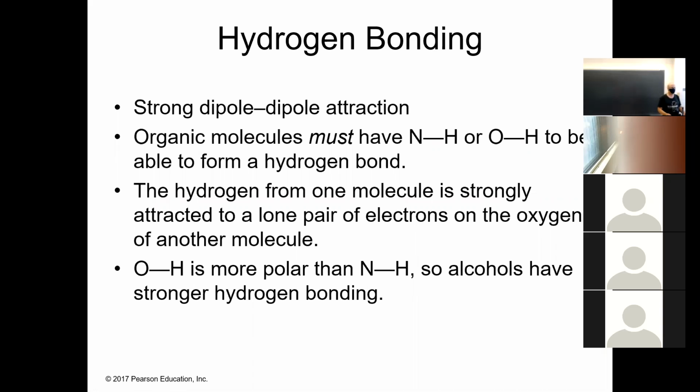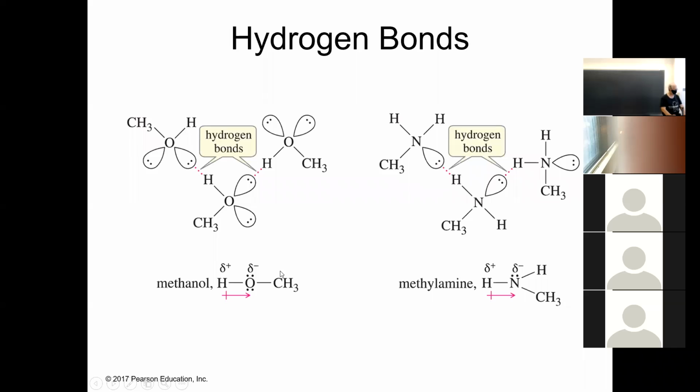Hydrogen bonding is an especially strong type of dipole-dipole interaction. You have to have an NH or an OH to be able to form a hydrogen bond. Okay, so here we have methanol, which can hydrogen bond. There is a high electron density in this lone pair, and that's strongly attracted to a hydrogen on a nearby molecule. This is an especially strong type of attraction because you only have 2 electrons in the valence shell, and then you have a single proton in the nucleus.